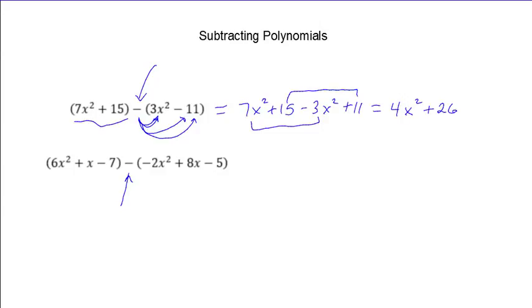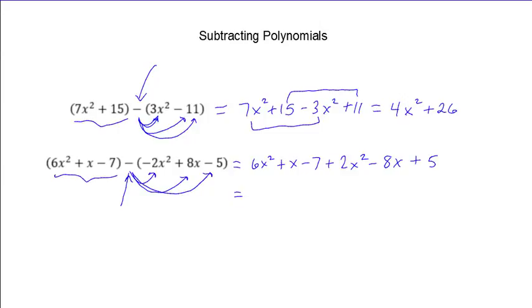I've just put down another example just to make sure I cover all my bases here. So again, I've got two trinomials. So I've got my 6x squared plus x minus 7. That is my first polynomial, and I'm not going to do anything with it. And now I'm going to distribute the negative. And so a negative times a negative 2x squared is plus 2x squared. A negative times a positive 8x is a negative 8x. And then a negative times a negative 5 is plus 5.